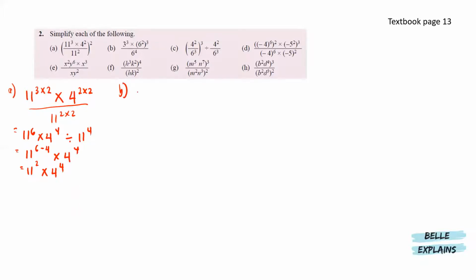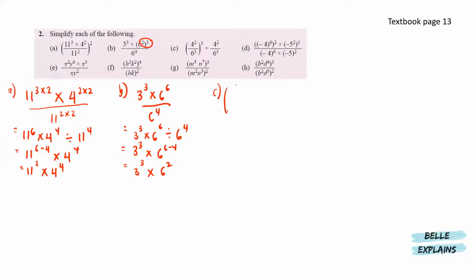B, we have 3 to the power of 3 times 6 to the power of 2 times 3, here we have 6, so we'll have 6 to the power of 6 over 6 to the power of 4. So simplifying that, we have 3 to the power of 3 times 6 to the power of 6 divided by 6 to the power of 4. And this will be simplified further. We'll have 3 to the power of 3 times 6 to the power of 6 minus 4. That should give us 3 to the power of 3 and 6 to the power of 2.